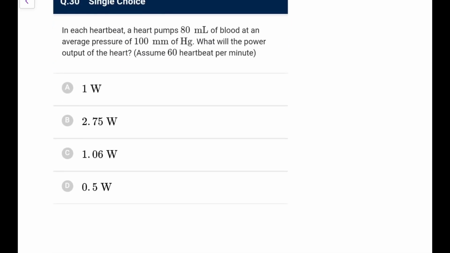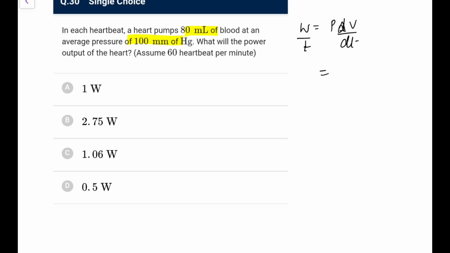In each heartbeat, a heart pumps 80 milliliter of blood at an average pressure of 100 mm of Hg. What would be the power output of the heart that is being asked to you? So what we can say, like in thermodynamics, work done is equal to P delta V. So that is the work done per unit time. So work done per unit time would be P dV by dt. I can make it out, that would be the power.